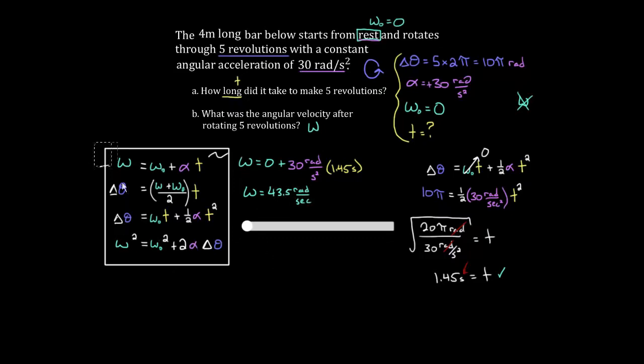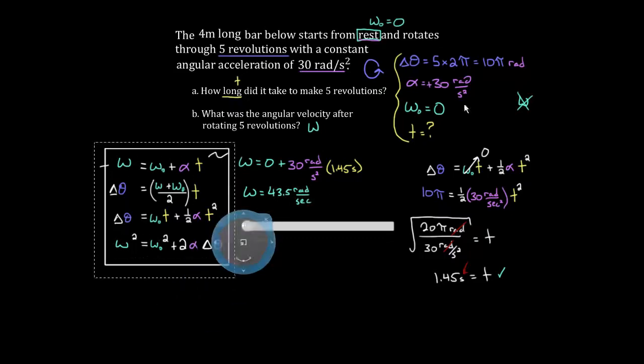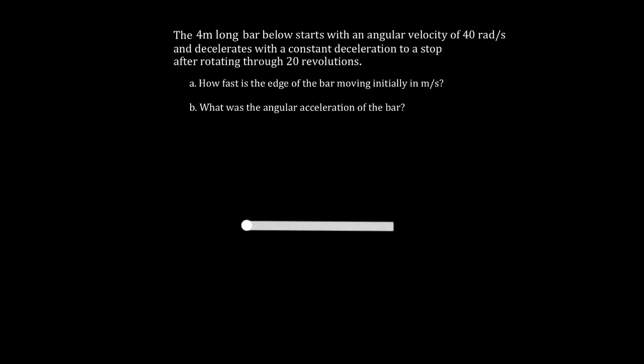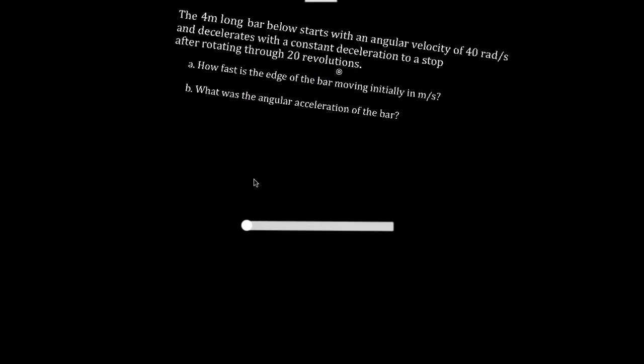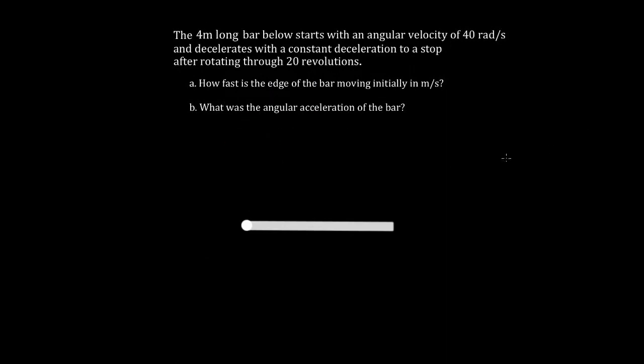Let's do another one. Let's carry our kinematic formulas with us so we could use those. So we get rid of all that. Let's check this one out. It says this 4 meter long bar is going to start. This time it doesn't start from rest. This time it starts with an angular velocity. Oh, we're not going to rotate that. Whoa, that'd be a more difficult problem. We're going to rotate this.